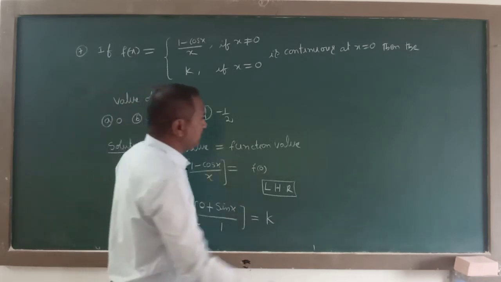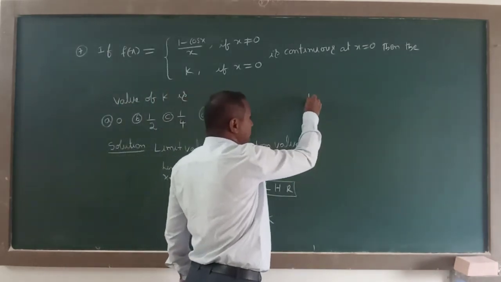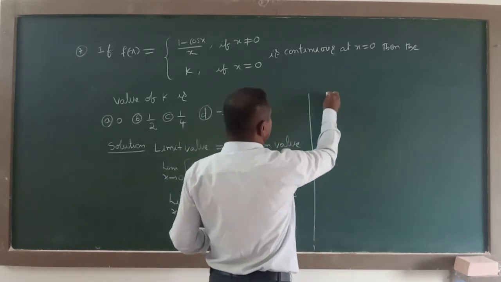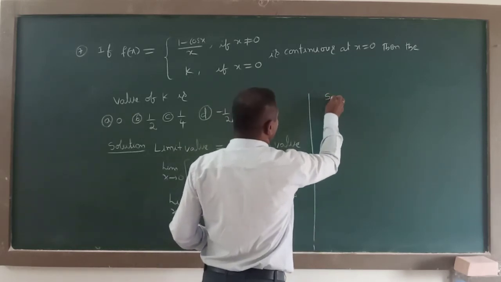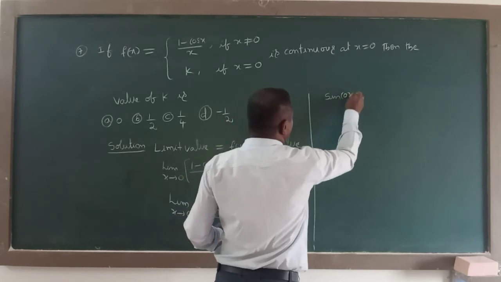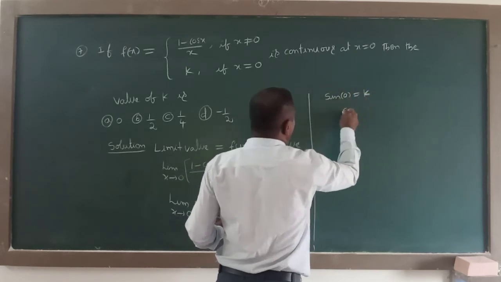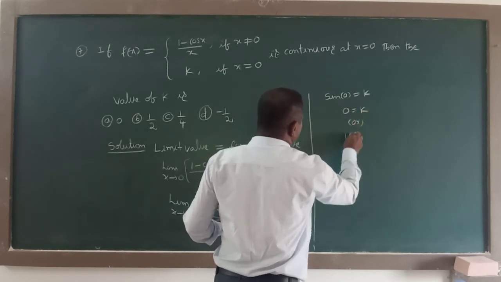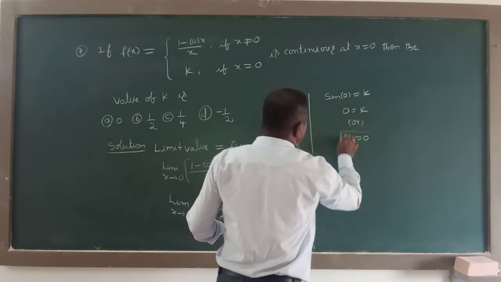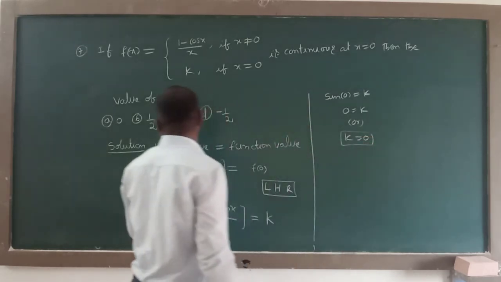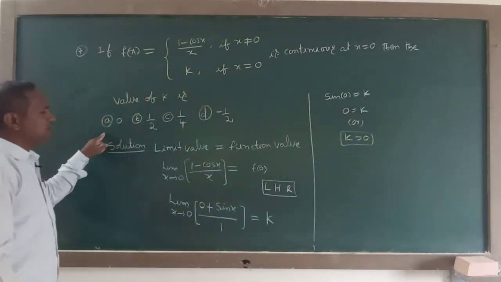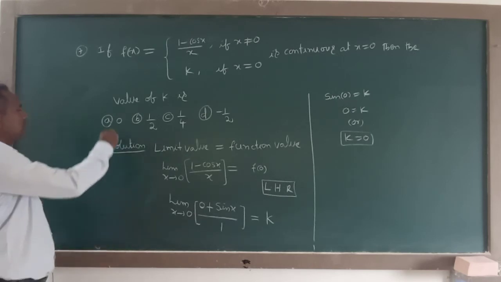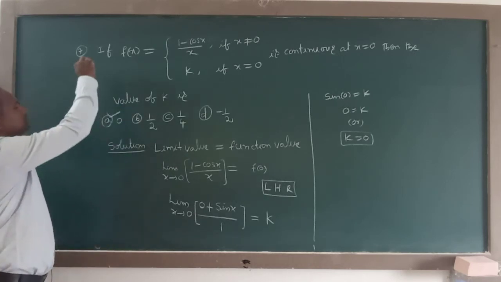That we can directly apply, with 0 in place of x. That is 0 plus sin 0, that is sin 0, is equal to k. Sin 0 value is 0, so 0 is equal to k, or we can write k is equal to 0. K equal to 0 is allotted to which option here? The first option has the value 0. That's why 0 is allotted to the first option, so the first option is the correct option for this question.